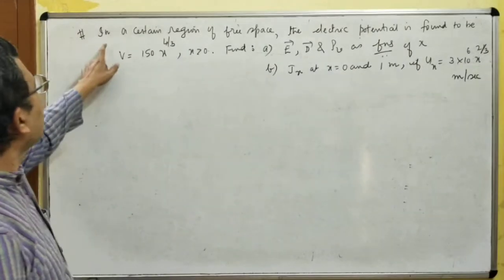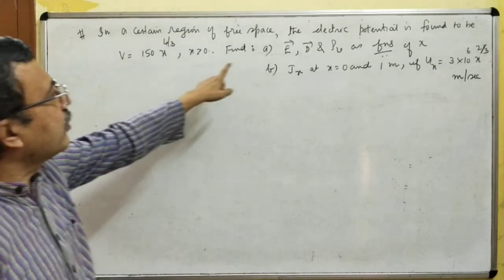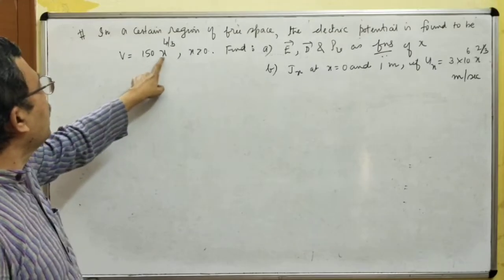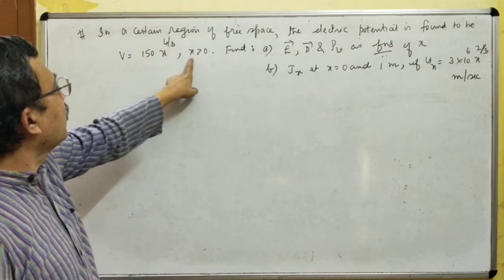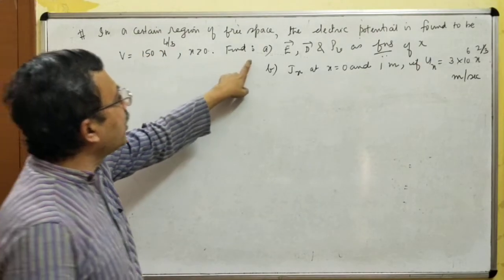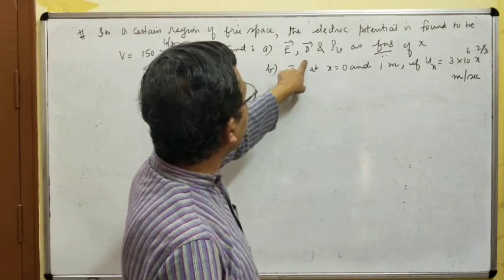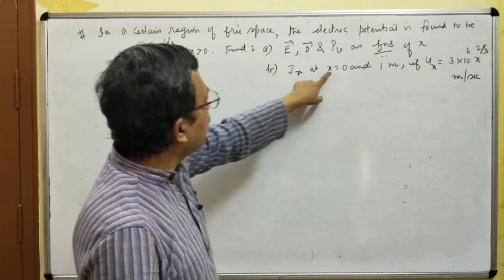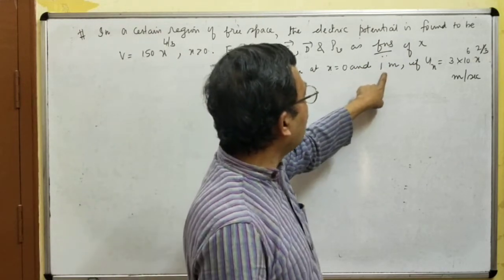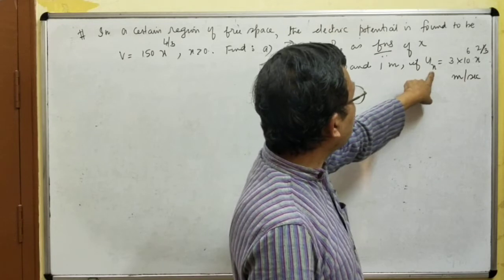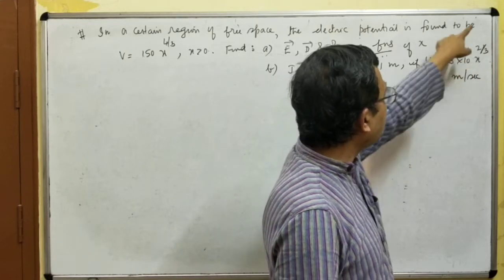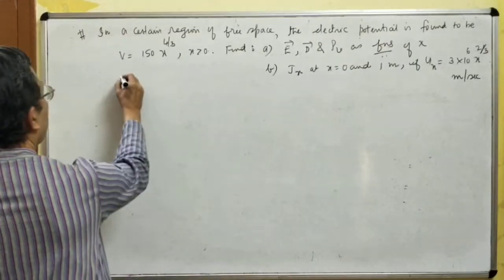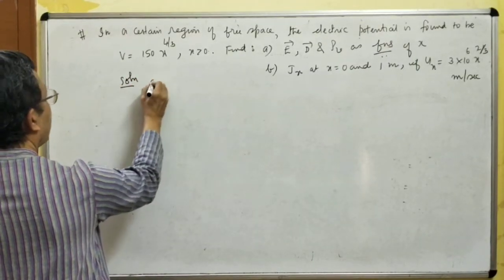Next problem. In a certain region of free space, the electric potential is found to be V equal to 150 x to the power 4 by 3 volts for x greater than 0. Find part A, vector E, vector D and rho V as functions of x. Find Jx at x equal to 0 and x equal to 1 meter if velocity ux equals 3 into 10 to the power 6 x to the power 2 by 3 meters per second. So we'll crack this problem. We'll do the first part here.